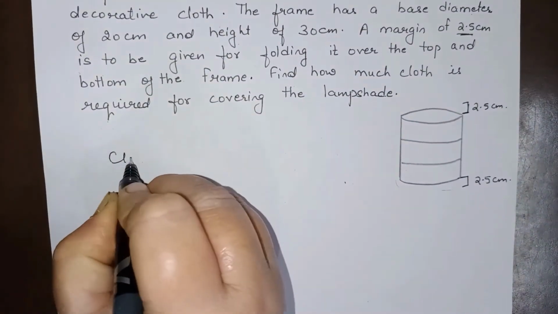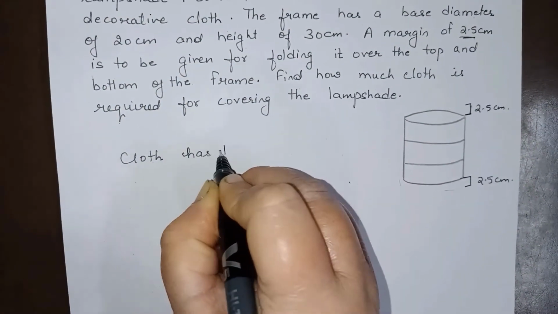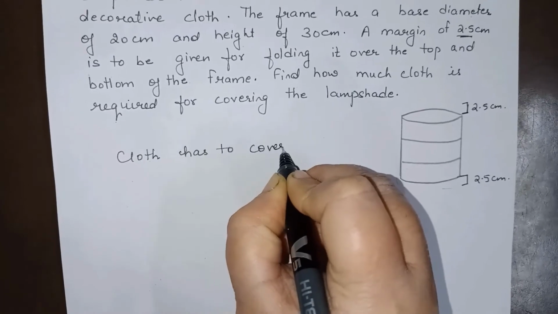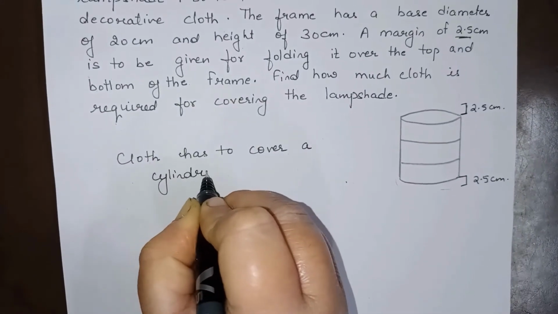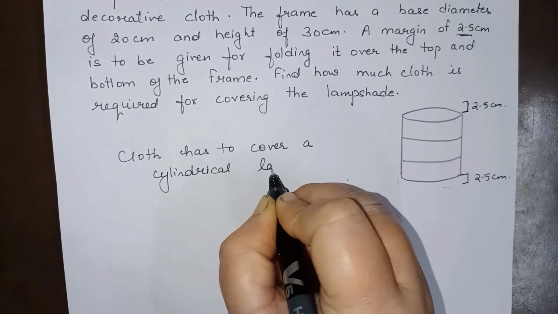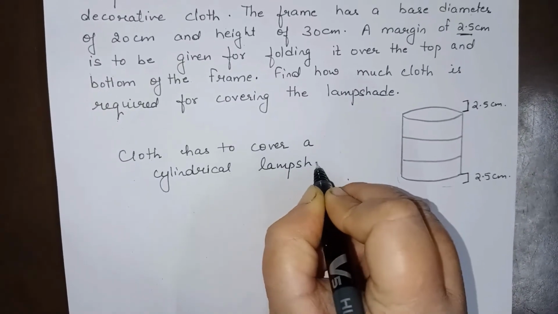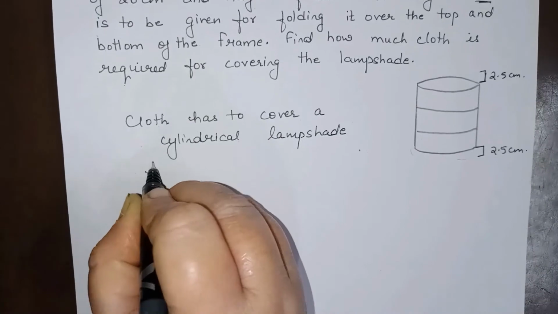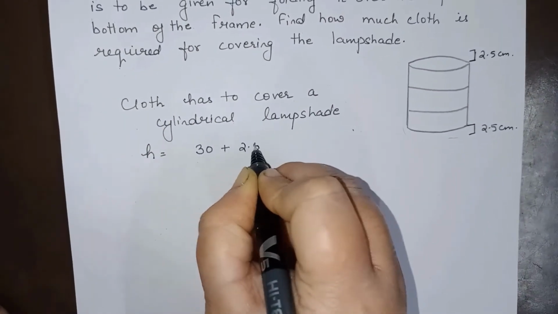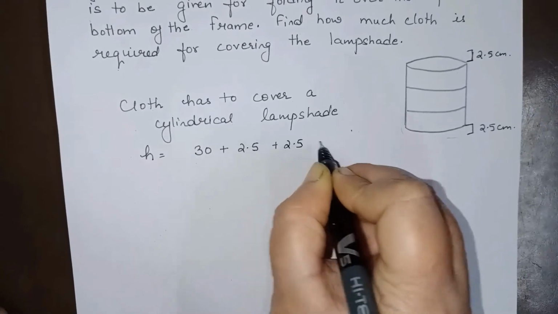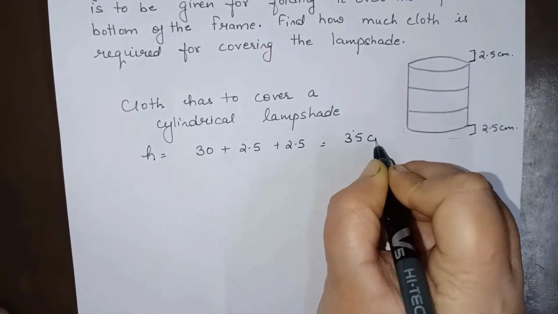So we will start with cloth has to cover a cylindrical lampshade. So here height can be taken as 30 plus 2.5 plus 2.5, which is 35 centimeters.